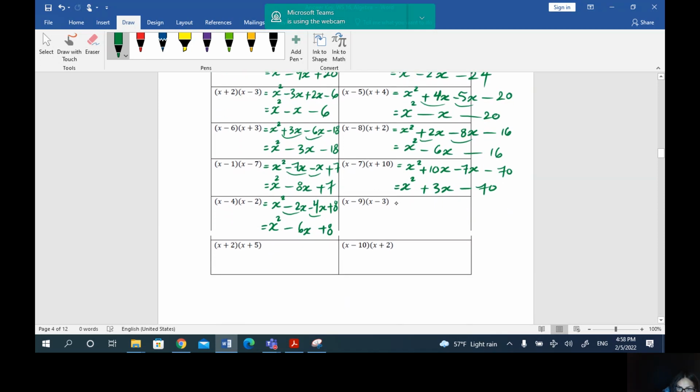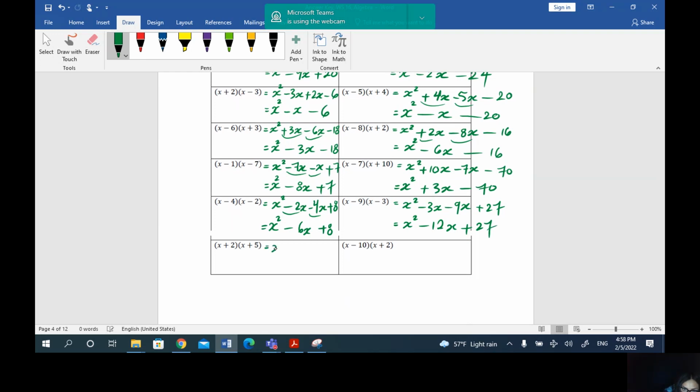X times x is x squared. X times negative 3 is negative 3x. Negative 9 times x is negative 9x. Negative 9 times negative 3 is plus 27. Let's collect like terms. X squared, minus 3 minus 9 is minus 12x. Plus 27 will come down as is.